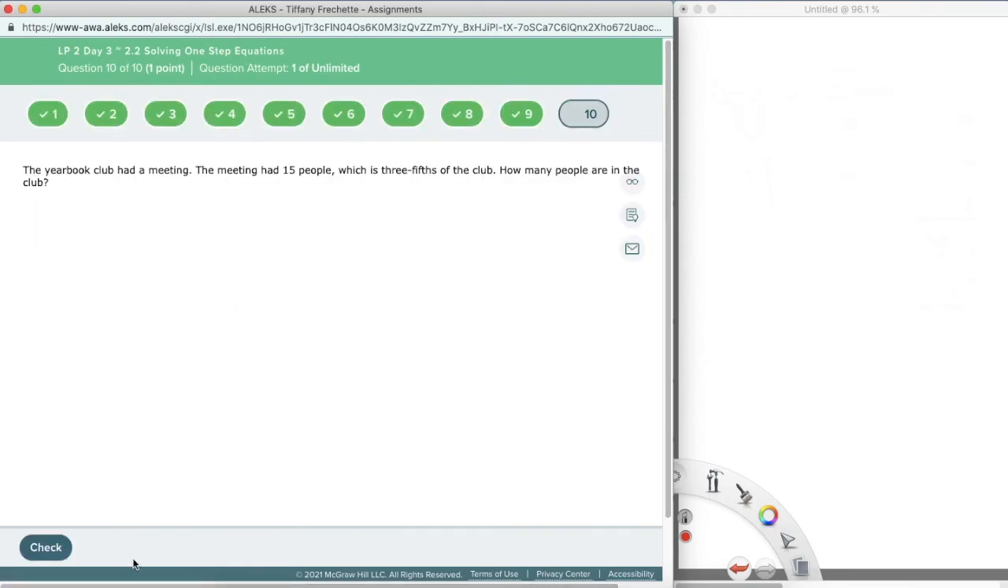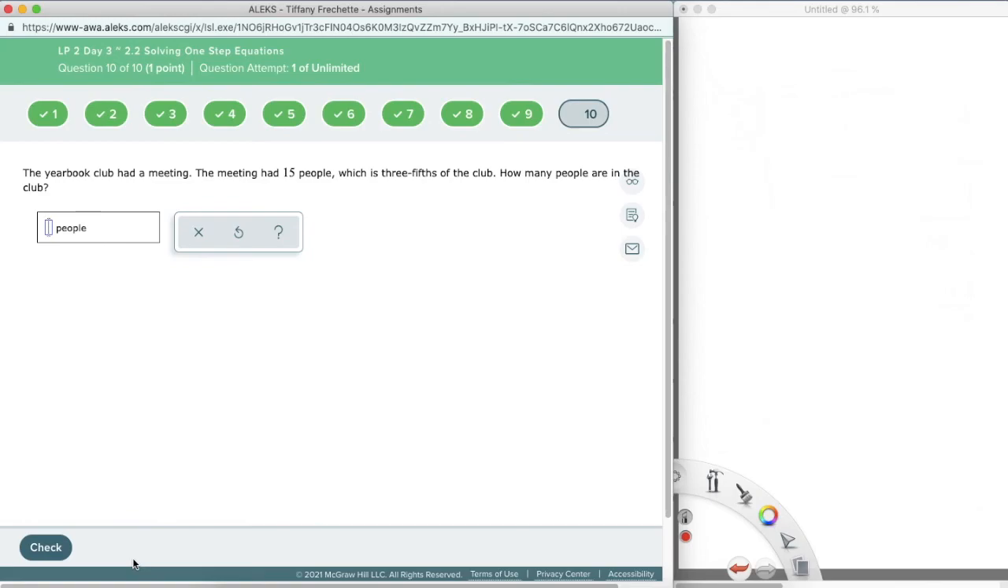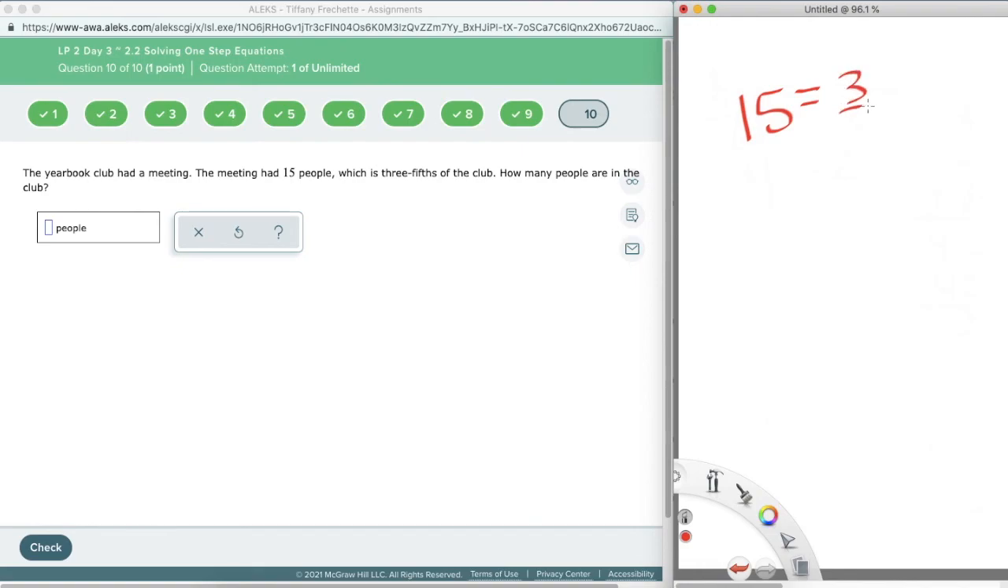All right. So the yearbook club had a meeting. The meeting had 15 people, which is 3/5 of the club. How many people are in the club? All right, so we had 15 people, and that is 3/5 of the entire club. So 15 is 3/5 of, of is a multiplication word, the entire club. So I'm going to use C for club. So again, I was able to write that because I understand those key words.